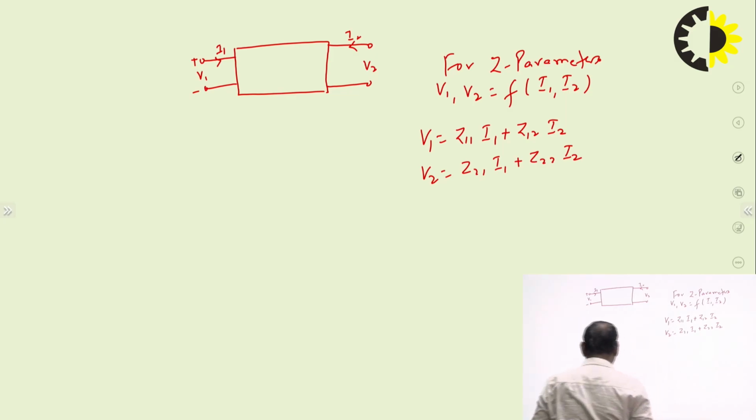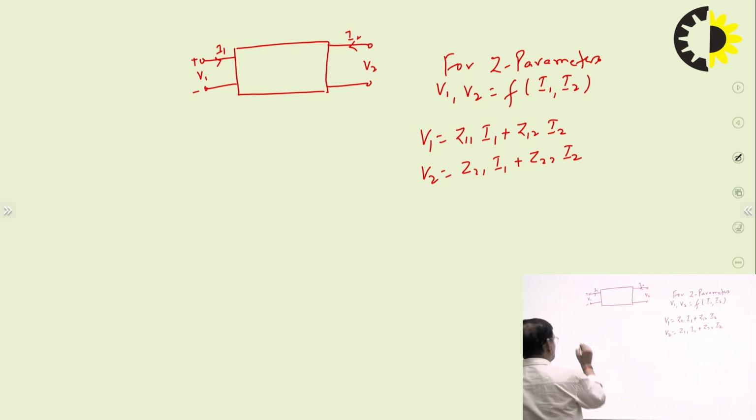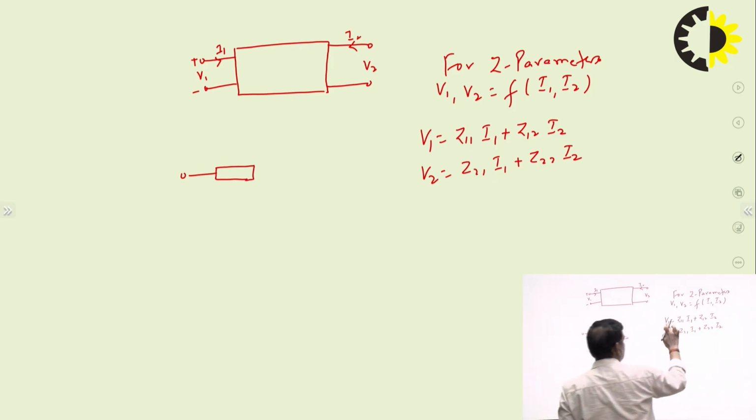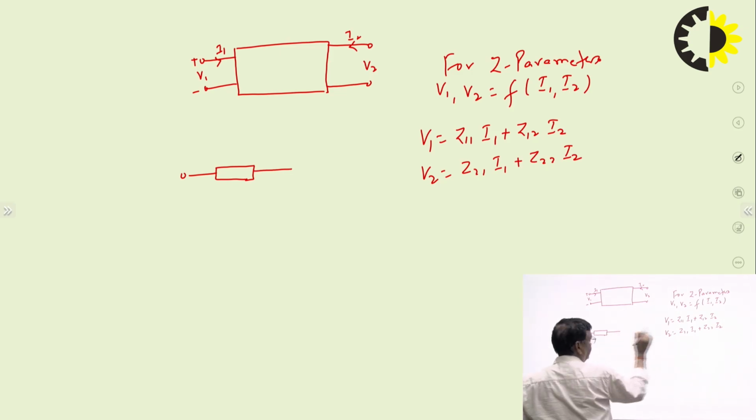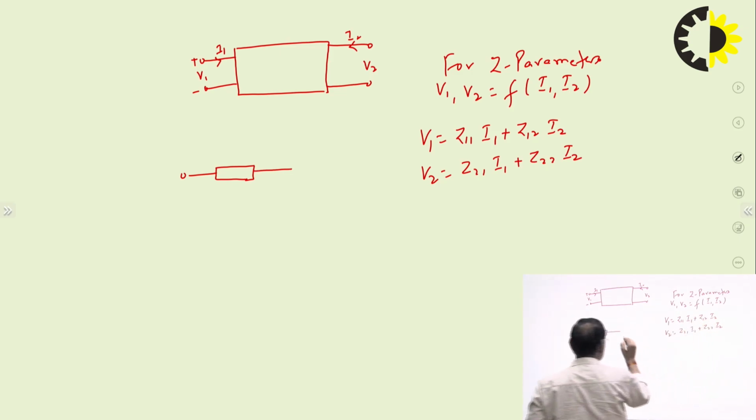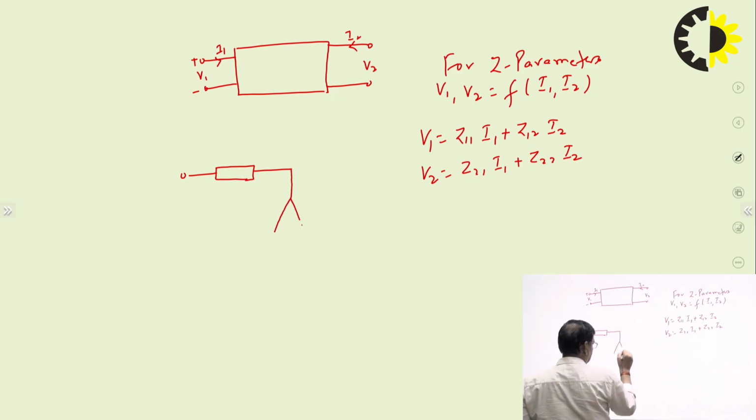So how will we do it? Let's see. This is like this. This is your V1. So this is your voltage, and this is Z12 I2. So it is a voltage source. Which type of voltage source? It is a dependent voltage source.